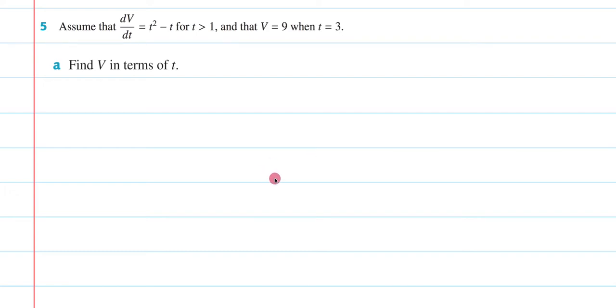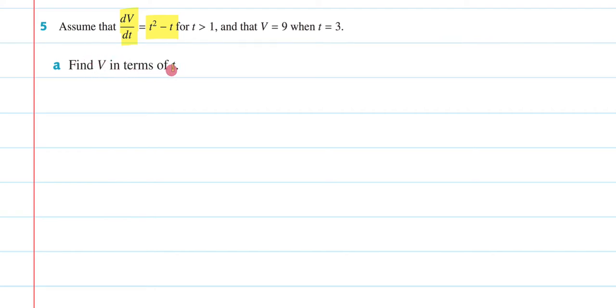We are going through exercise 17e, and in this video we'll be answering question 5, which says assume that dv/dt equals this for t is greater than 1, and that v equals 9 when t equals 3. For a, what we need to do is find v in terms of t.